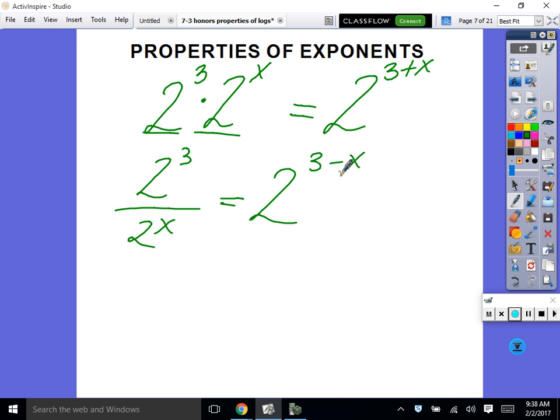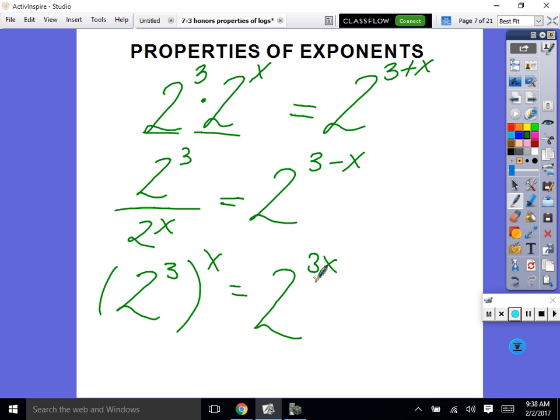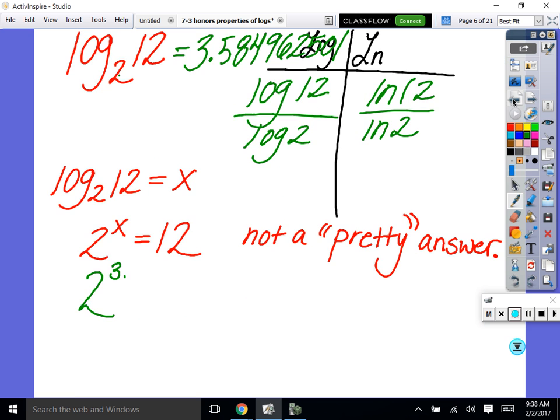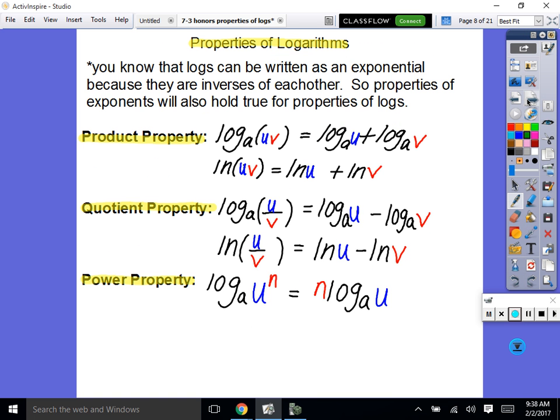So we could go backwards. We could rewrite this as this, right? And then when you raise a power to a power, 2 raised to the third raised to the x, we multiply: 2 to the 3x. So properties of exponents go hand in hand with properties of logs because they're inverses of each other. So here's the product property of logarithms.